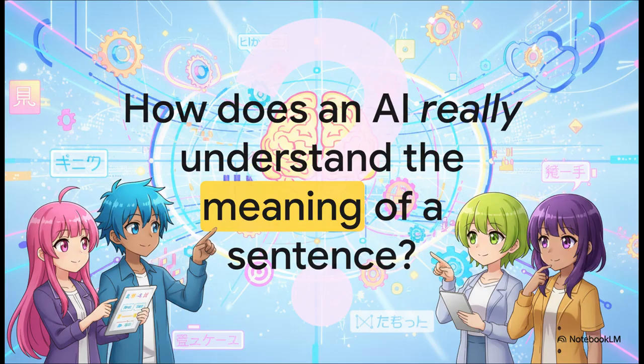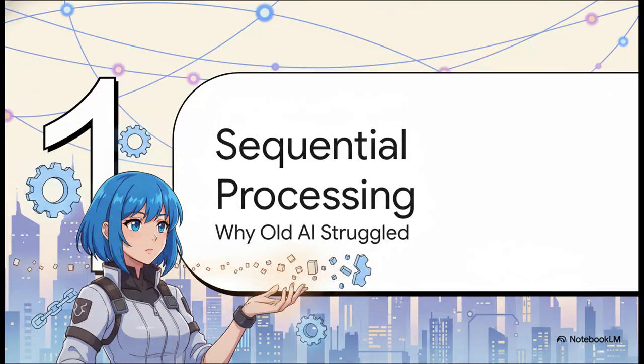And to understand how they finally cracked it, we first have to look at the big problem the transformer was built to solve. So before 2017, the world of AI language models looked very different. It was dominated by things called recurrent neural networks, or RNNs for short. And look, they were clever for their time, but they had this one huge Achilles heel. They processed everything sequentially, and that created a massive memory problem.